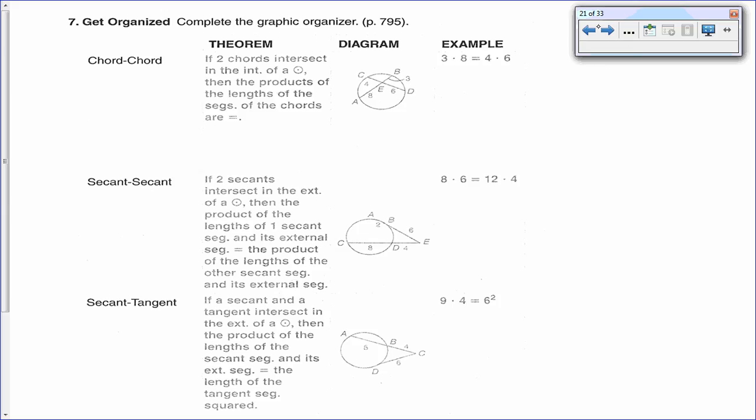We're on slide 21. We're getting there. Here's some examples already done for you. If this was given, 3 times 8 equals 4 times 6.